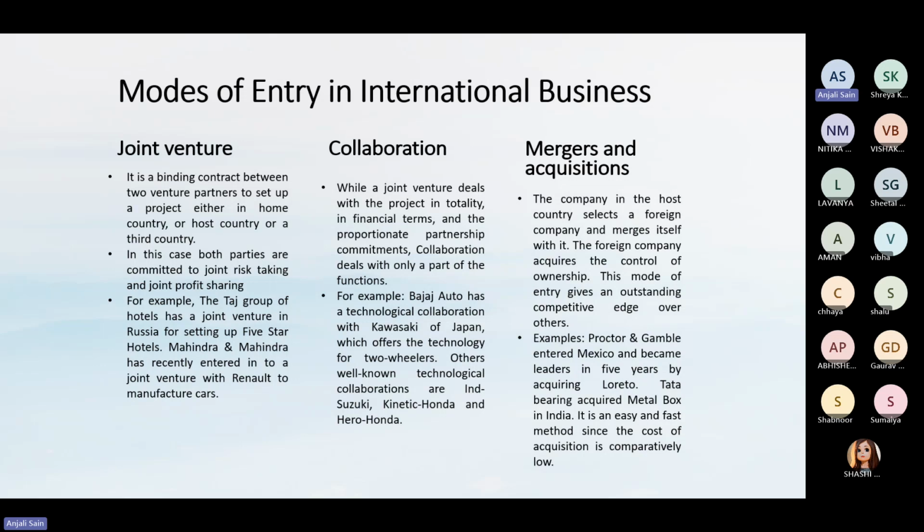For example, Procter and Gamble entered Mexico and became a leader in 5 years by acquiring Loreto. Tata Bearing acquired Metal Box in India. It's an easy and a fast method since the cost of acquisition is comparatively low. इसमें मैं क्या कर रही हूँ? A new company को एक्वायर कर रही हूँ या फिर उस कंपनी के साथ मर्ज हो रही हूँ. If A company is acquiring company B, then my name will still be A. If A and B companies are merging together, then they form some new name, that is C.